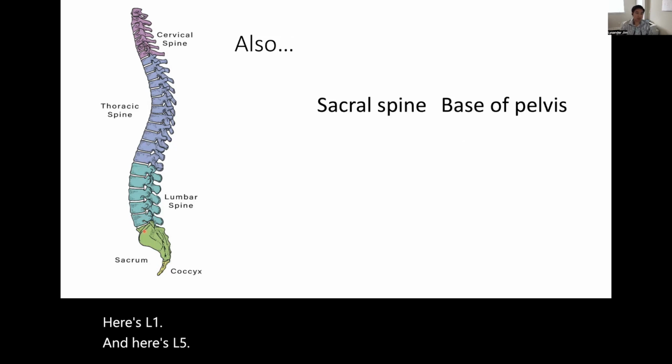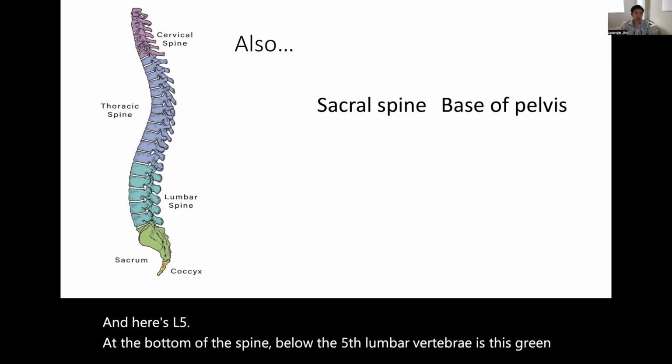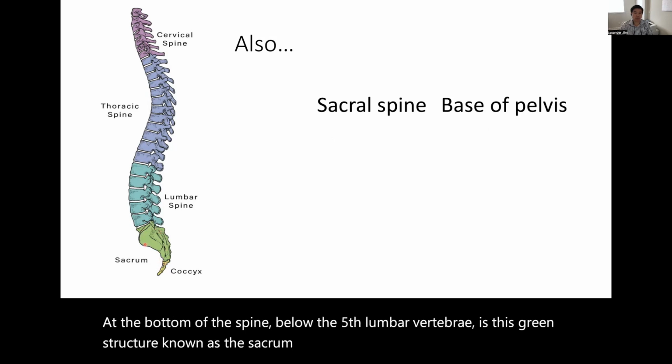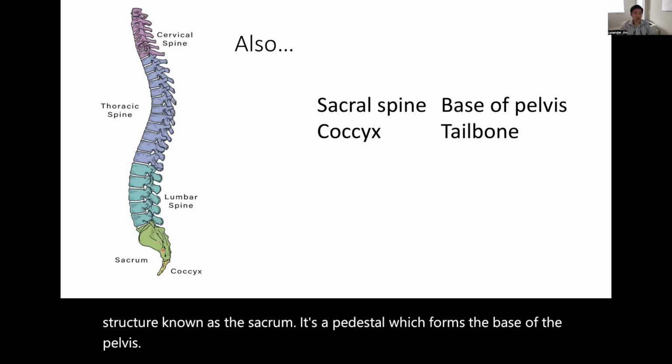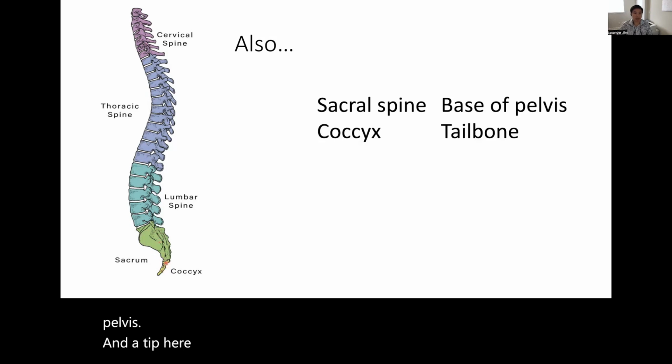At the bottom of the spine, below the 5th lumbar vertebrae, is this green structure known as the sacrum. It's a pedestal which forms the base of the pelvis. And the tip here is known as the coccyx or tailbone.